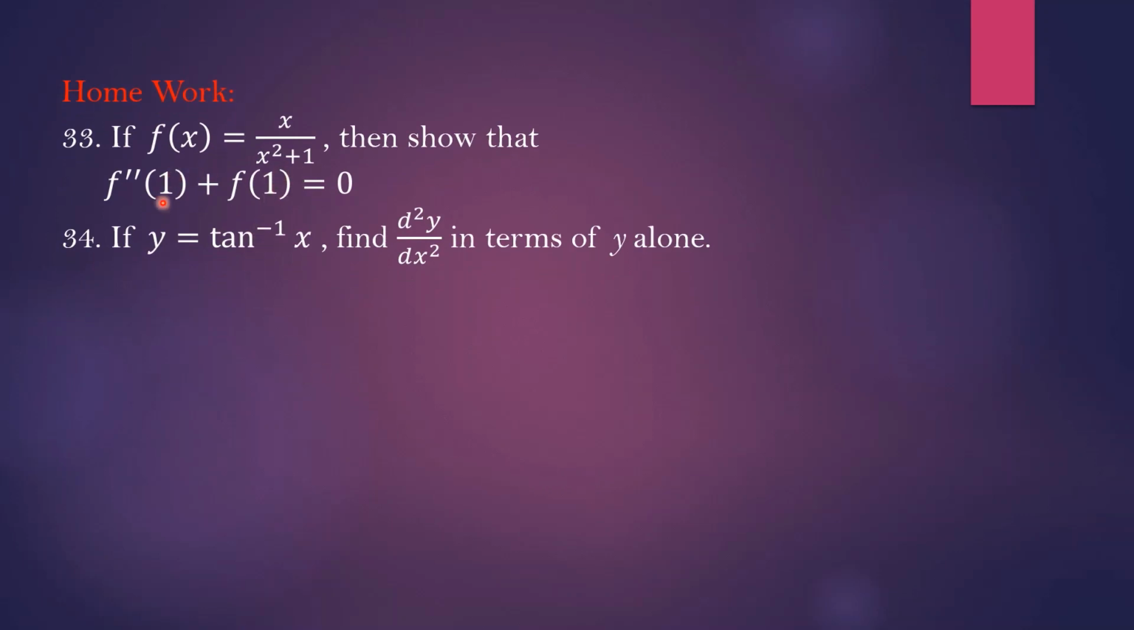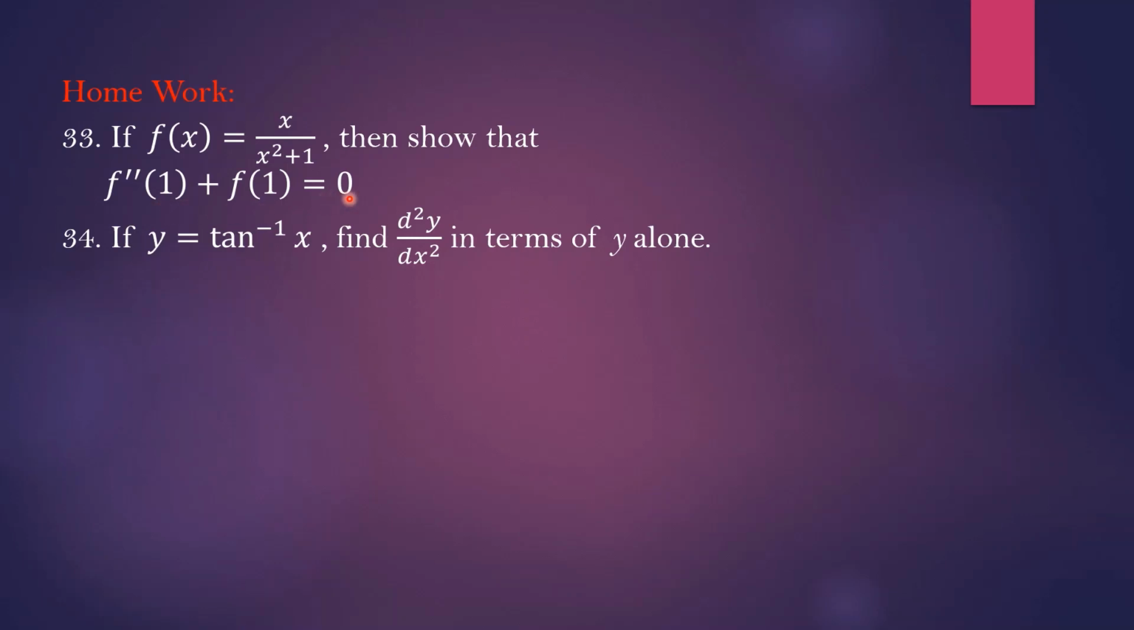Now you see these two questions are homework for you. And the first question, number 33, f(x) equal to this is the function. To show that f double dash 1 plus f(1) is equal to 0, first find f dash x. First find f dash x from this line by using the quotient formula. And after simplification, find f double dash x. And then you put x equal to 1, you will get the value of f double dash 1. f(1) can be obtained from here. f(1) will be equal to 1 by 1 plus 1, which is 1 by 2. So f(1) will be equal to 1 by 2. So f double dash 1 must be equal to minus 1 by 2, so that the sum is equal to 0.